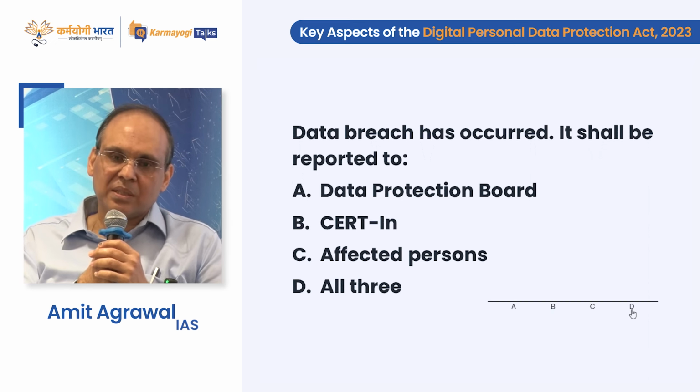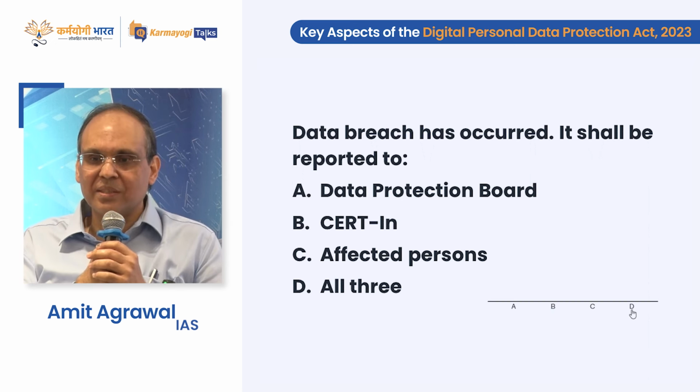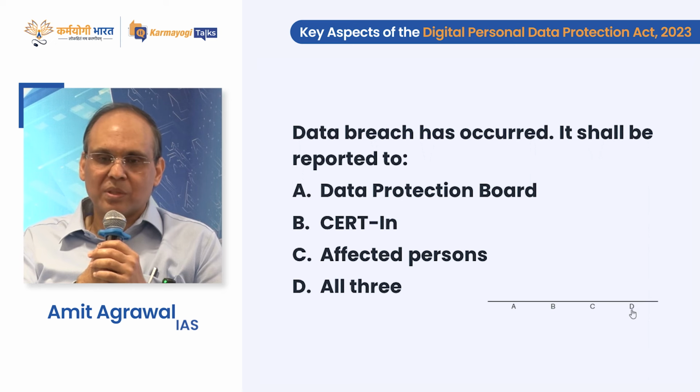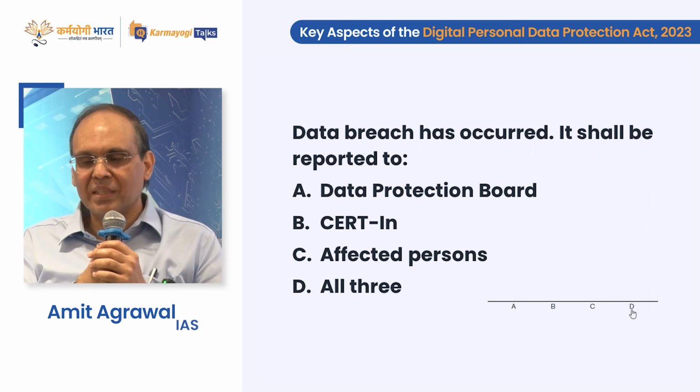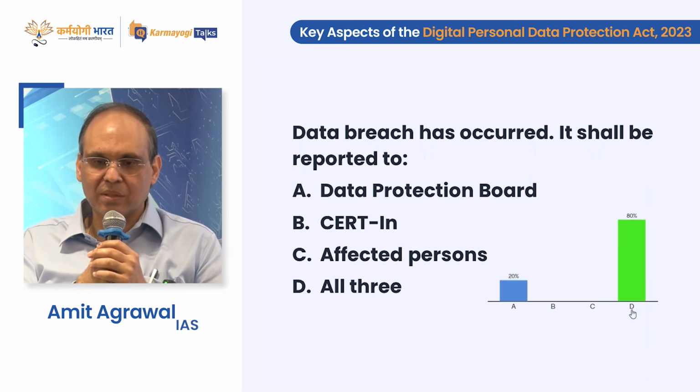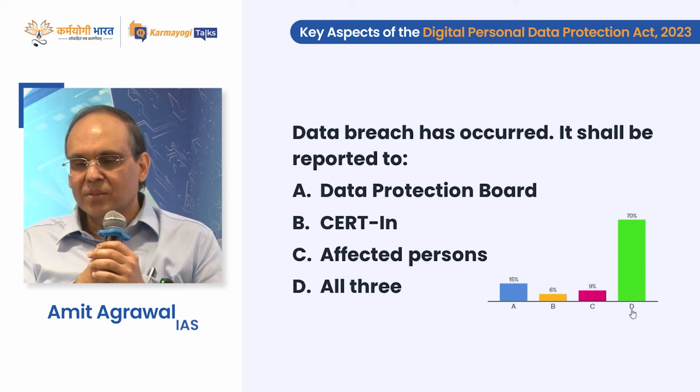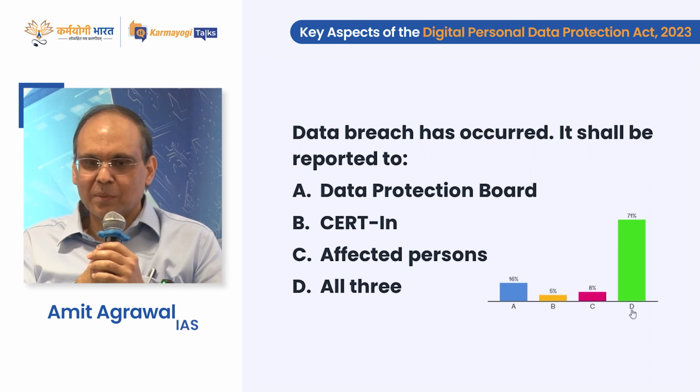So this is the next: a data breach has occurred. Now, who should it be reported to? The Data Protection Board of India, certain, the affected persons, all three. Okay. So right answer, almost everybody got that. It has to be reported to all three.